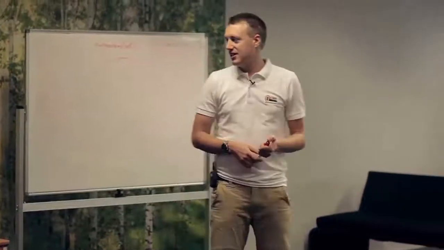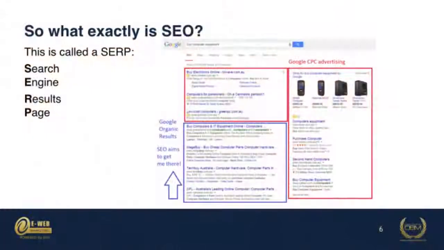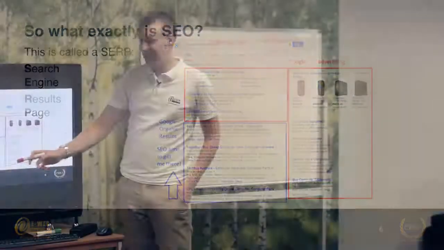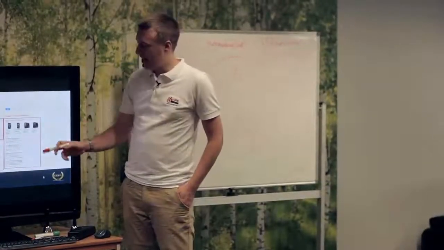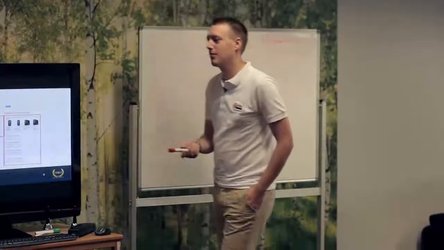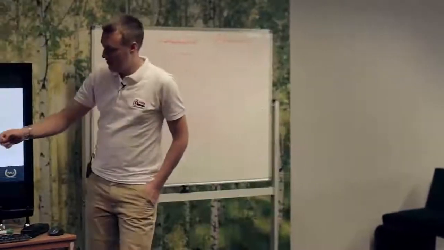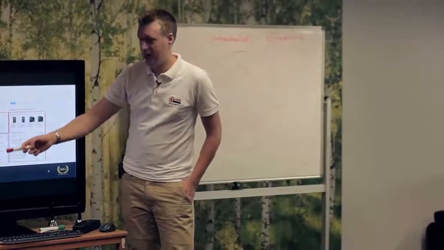Okay, this is called a SERP. So this is the term for when you type a search in and you're served a page. We call it a SERP, Search Engine Results Page. This area here is Google CPC advertising. These people pay if you click on that ad, and they pay, Sam was just describing before, that those costs are going up, right? But everything under here is called Google Organic Results.